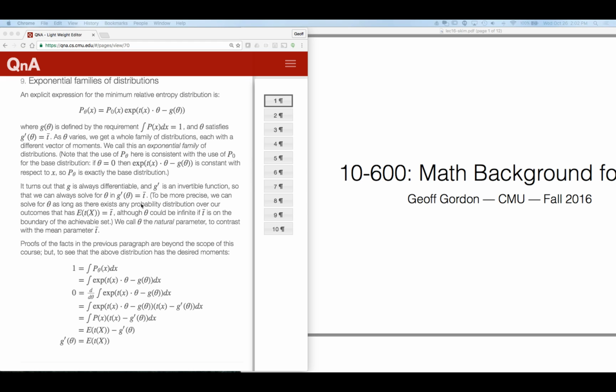There's also, again, we're not going to prove it, but the function g is always differentiable, so g prime always exists, and it's always invertible, meaning that if there is any probability distribution at all over our outcomes that has the desired set of moments, then there will be some theta that achieves that set of moments. Although if it's on the boundary of what's achievable, you might have to take an infinite or arbitrarily large theta in order to achieve it.